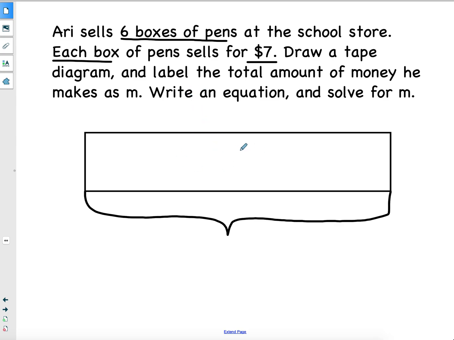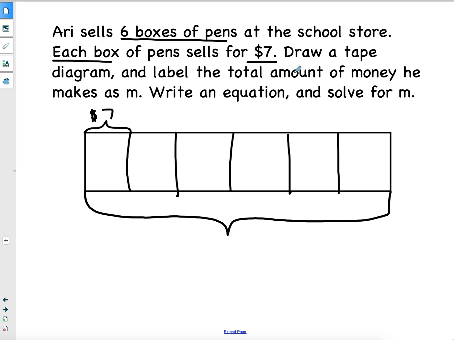So let me start with my tape diagram. I know there are 6 boxes of pens. So let me draw my 6 boxes. And each box of pens sells for $7. So each box, that means one box is 7, that box is 7, this box is 7, they're all 7, each and every single one. So every single box is $7.